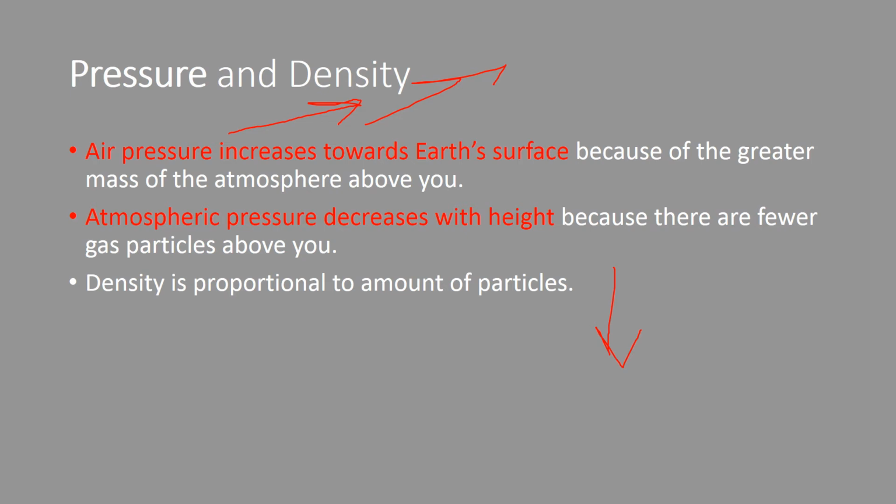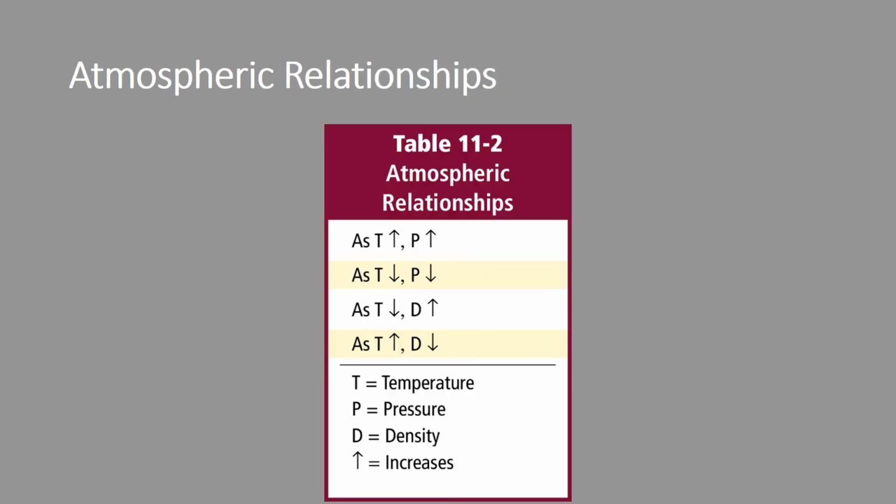So again, as the atmospheric pressure decreases with height, the higher you go on a little airplane, let me draw a little airplane right here. The higher you get up, and it's an ugly airplane, the higher the airplane goes, the atmospheric pressure drops. Okay? So as you see here, temperature, pressure, and density: as temperature increases, pressure increases. As temperature decreases, pressure decreases. As temperature decreases, the density increases. And as temperature increases, the density decreases.